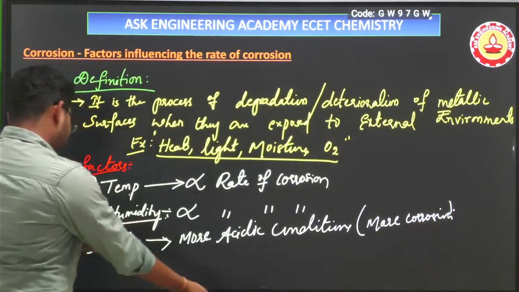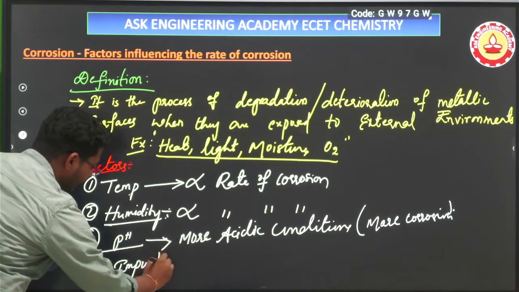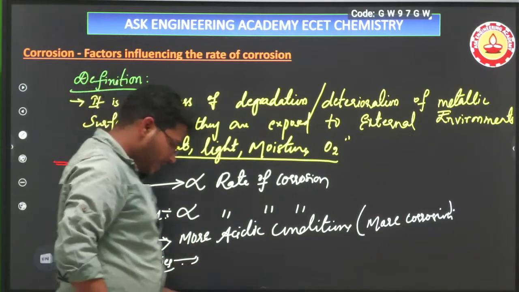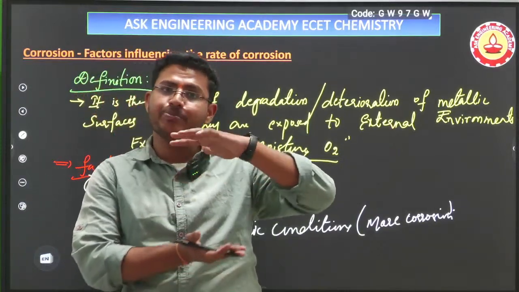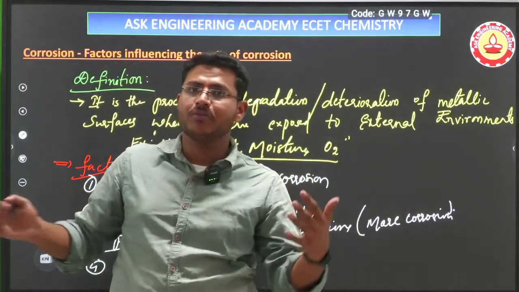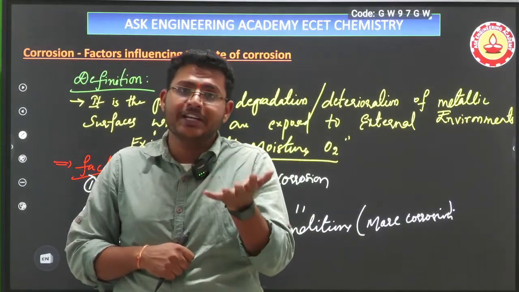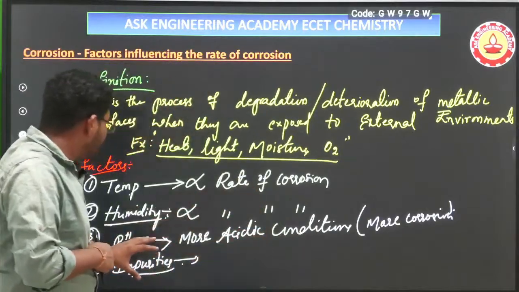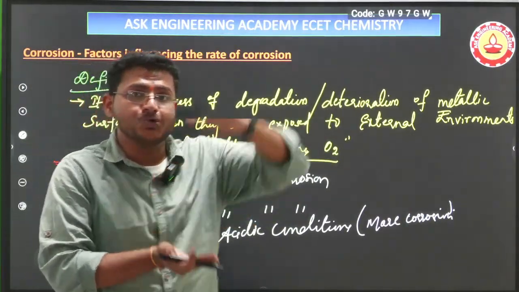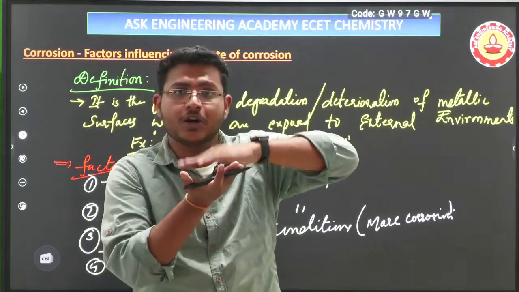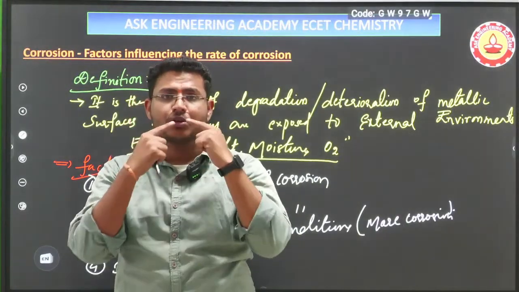Next, the fourth one is impurities. For example, there are many types of metals. Some metals exist in pure form, some metals are in impure form because they are combined with other metals. So based on how much amount of impurity a metal generally contains, the rate of corrosion will vary.